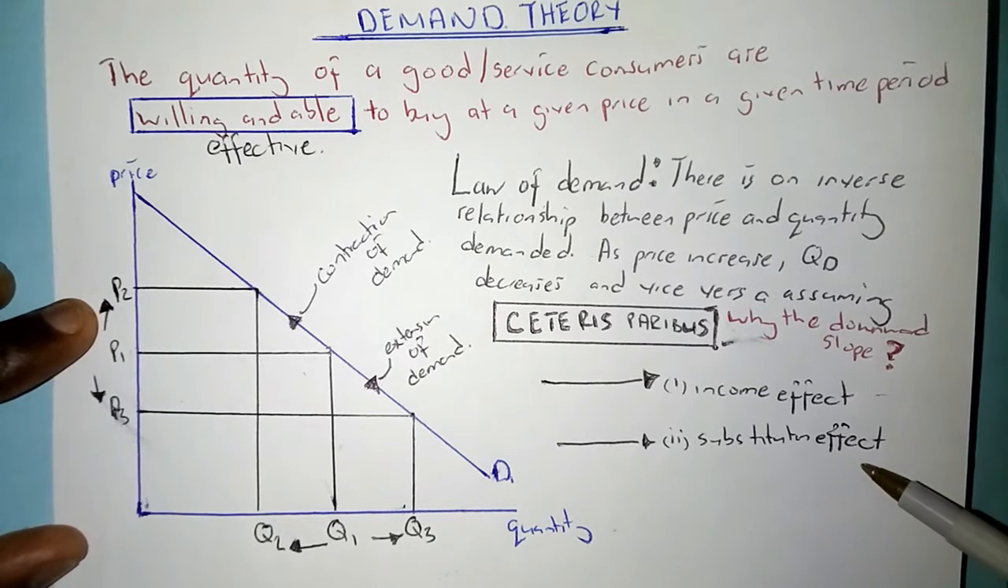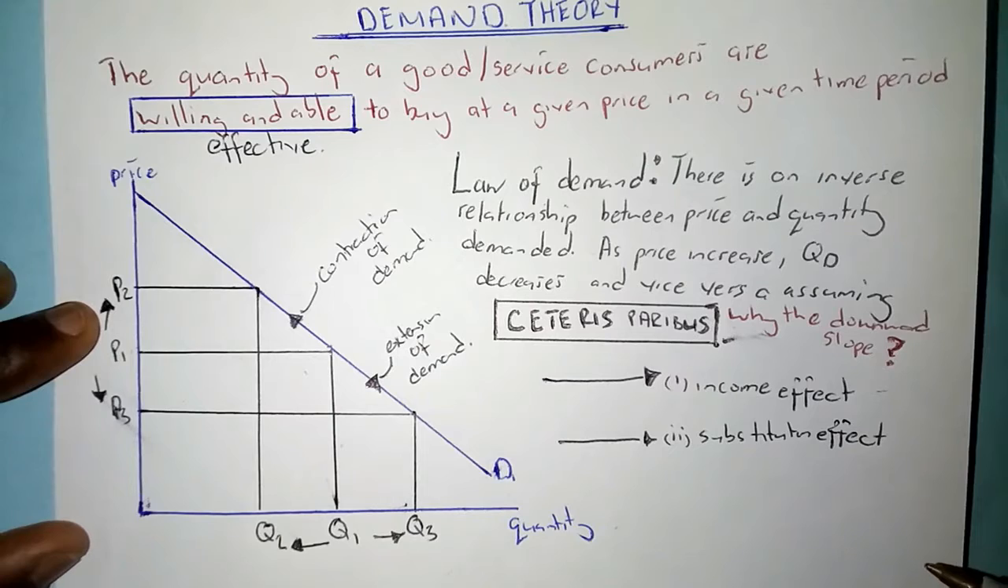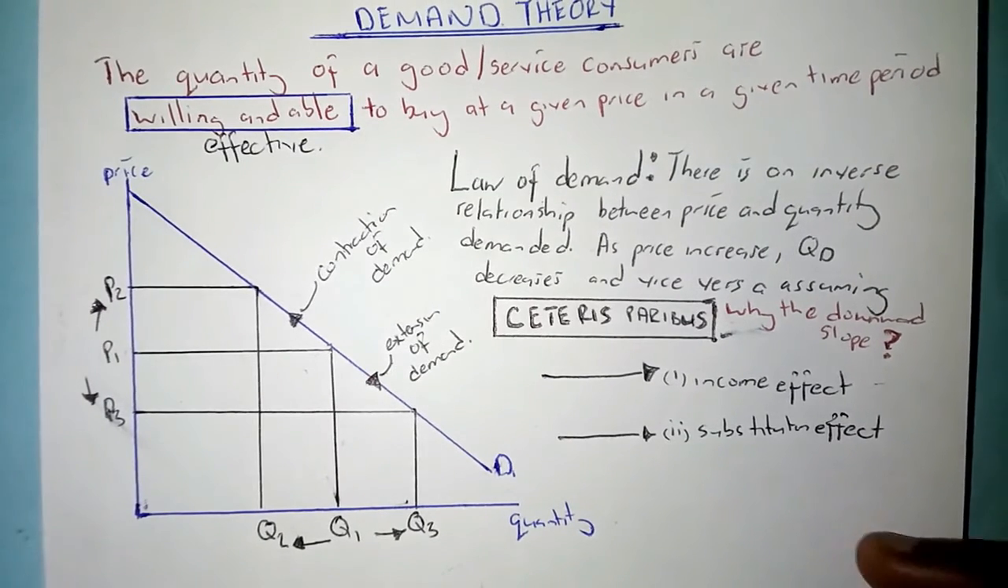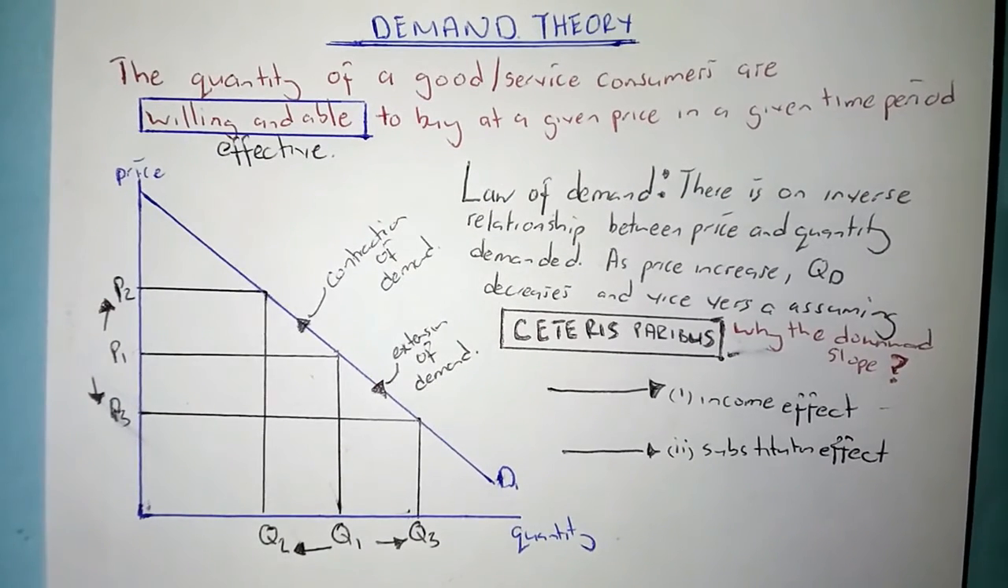Then the substitution effect is all about understanding that if the price of a good increases, people are going to switch their consumption to buying another substitute, because right now there's another substitute which is more competitive elsewhere. So that's how you isolate the substitution effect.